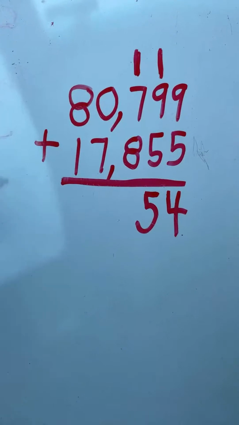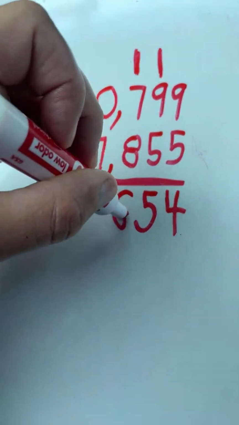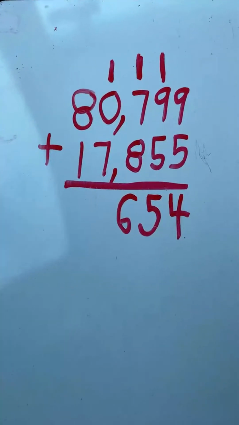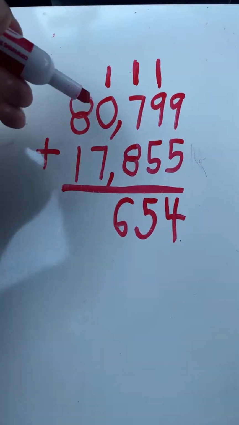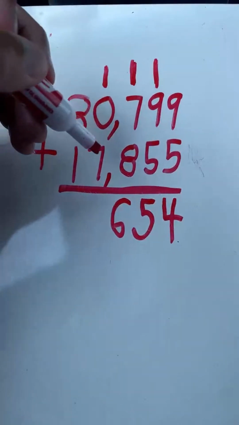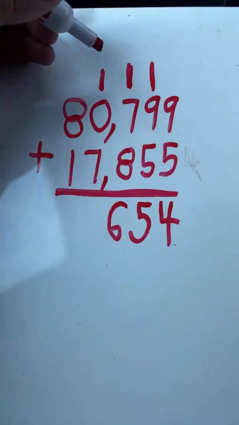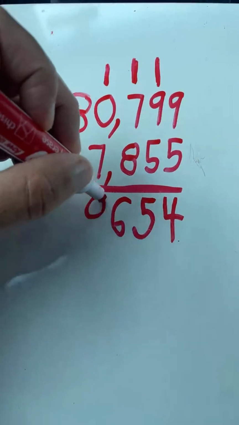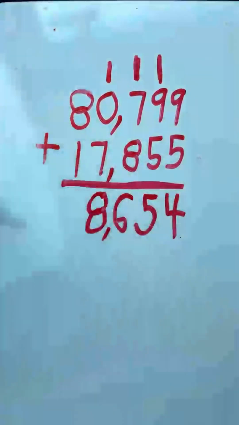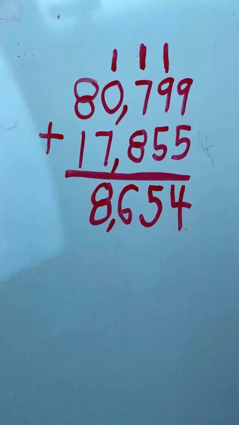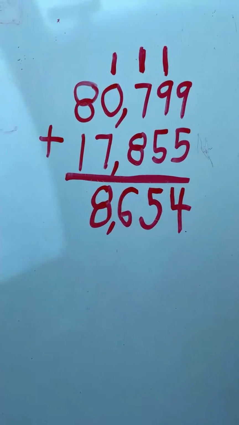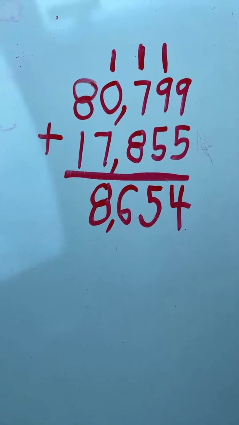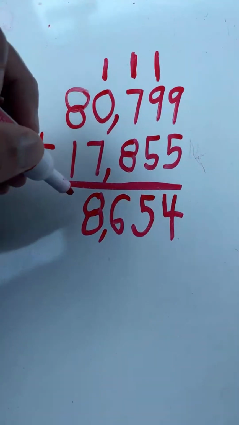7 plus 8 equals 15, plus 1 equals 16. 6, carry the 1. 0 plus 7 equals 7, but we have to add the one that we carried over. 7 plus 1 equals 8. So we have an 8 in the thousands place. Eight plus 1 equals 9.